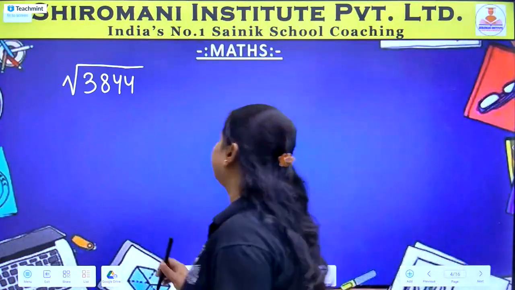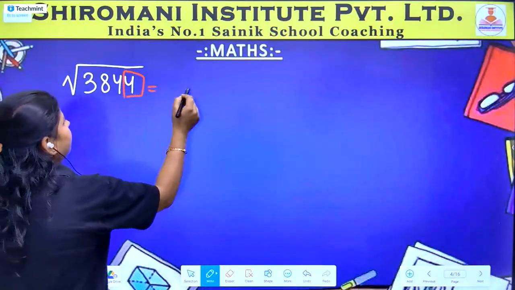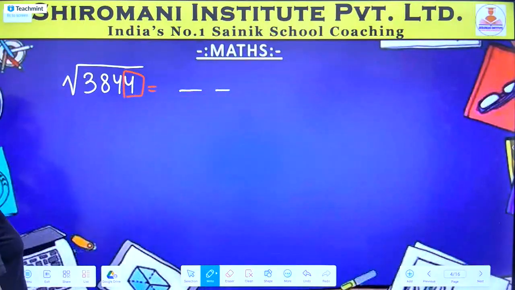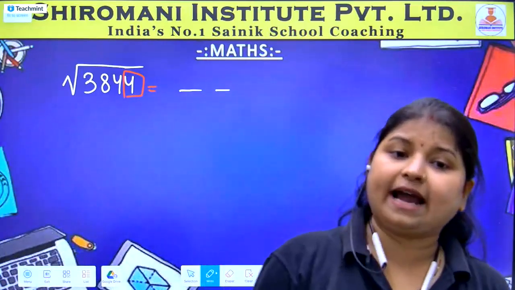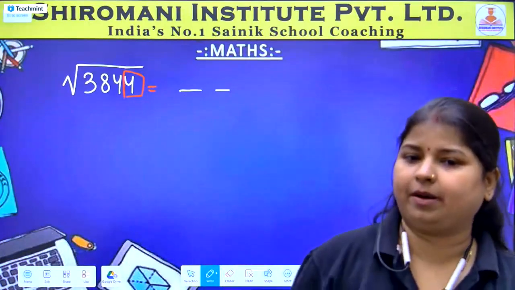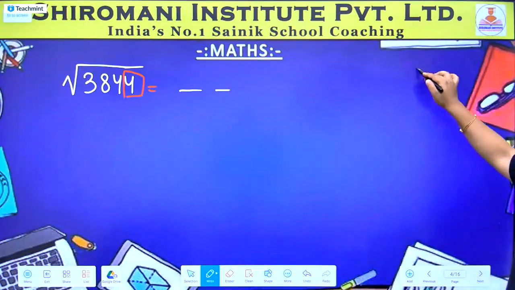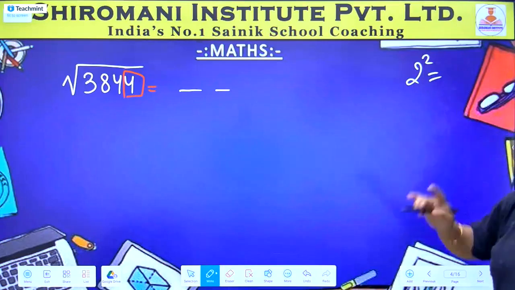First step, see the last digit. The last digit is what? The last digit is 4. Now you have to see that 4 comes in the square of which number? So I know that 2 and 8. Yes, beta, but please don't interrupt in between.